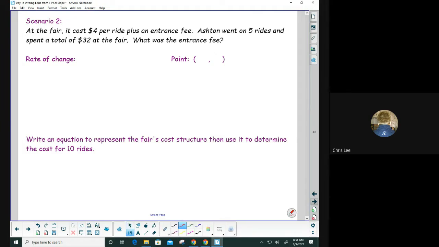What is the rate of change? The rise and the run. What's the slope? What's the rate of change? What thing changes all the time? It's $4 per ride. So you either pay $4 or $8 or $12, that's the thing that changes. Okay, good. What's a point? What information do I have? Yes, 5 and 32. This is time, money.